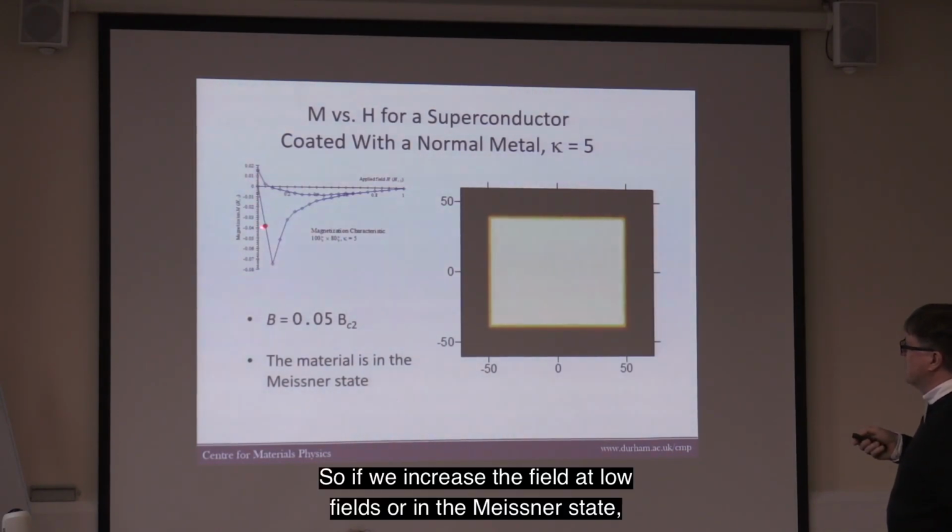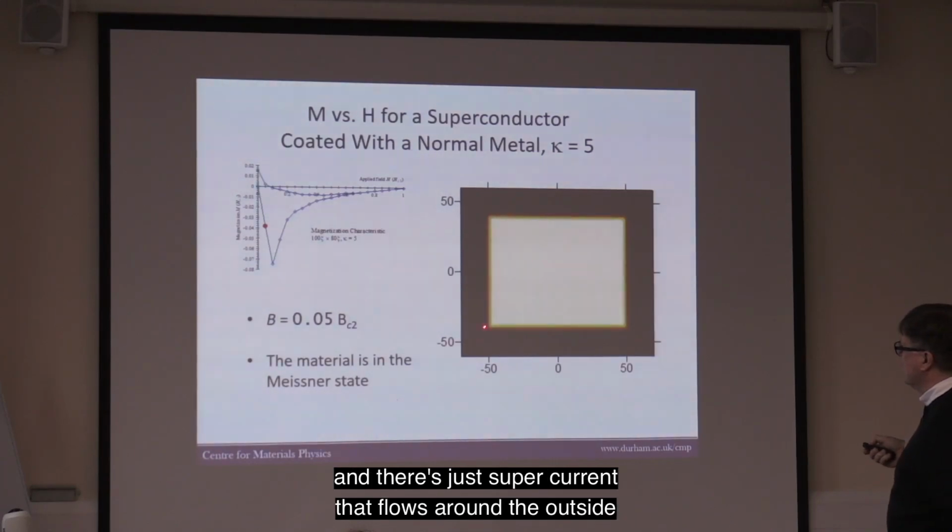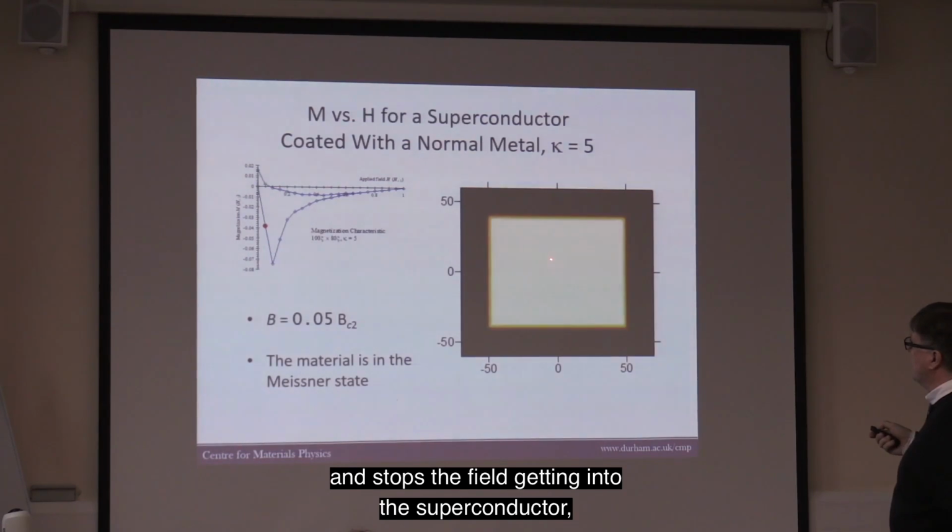So if we increase the field, at low fields we're in the Meissner state, and there's just supercurrent that flows around the outside and stops the field getting into the superconductor.